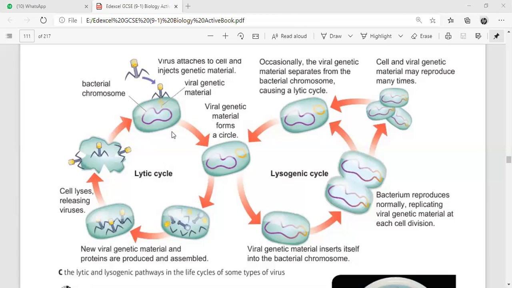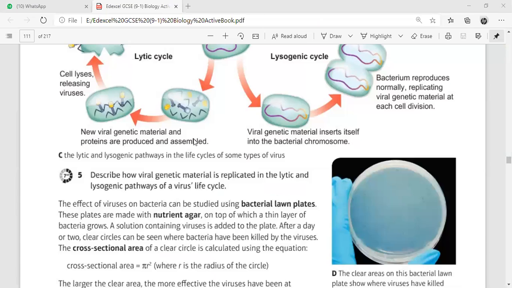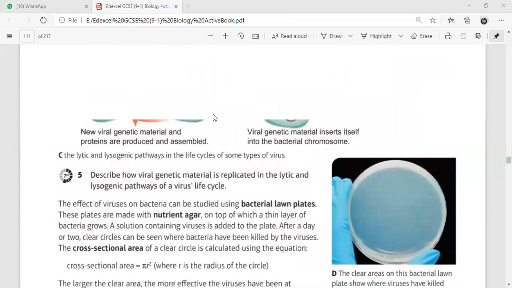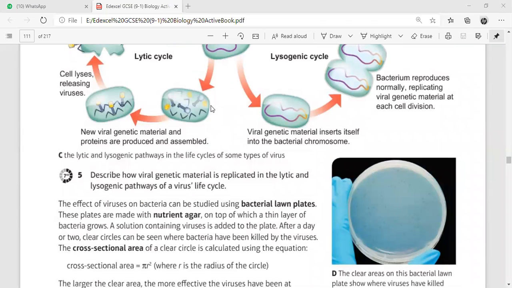The viruses spread by the lytic and lysogenic pathways. The lysogenic pathway is actually a harmless pathway, where the virus only hides, while the lytic pathway is virulent. Virulent means a very dangerous enemy that kills the host cell. That's all. We are done with this topic.